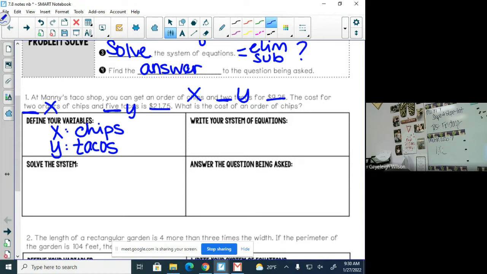When you buy stuff, what operation do they use? Addition. So chips plus 2 tacos cost $9.25. And then 2 orders of chips plus 5 tacos is $21.75.